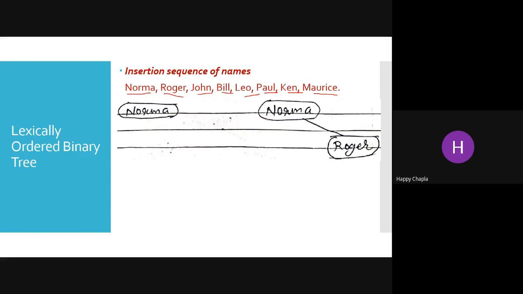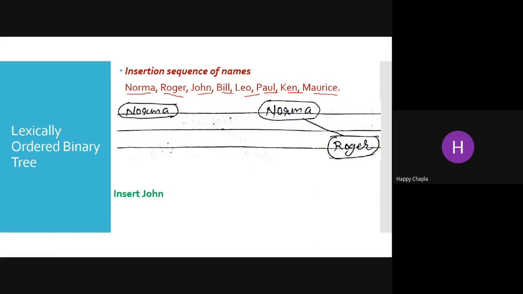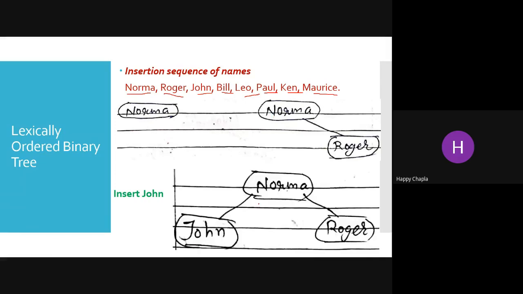Lexically ordered means whatever you insert on the right-hand side is greater than your root node. So R is greater than N. Now you are trying to insert John. Where can we insert John? Yes, the answer is to the left, so J is less than N. Lexically, we have to insert it on the left.